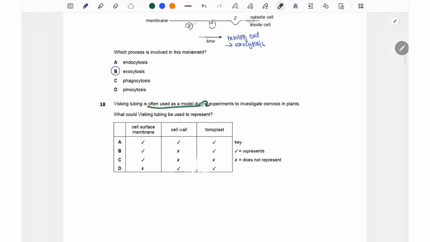Whisking tubing is often used as a model during experiments to investigate osmosis in plants. What could whisking tubing be used to represent? Remember, whisking tubing or dialysis tubing could be used in experiments to represent a partially permeable membrane. This could be the cell surface membrane or the tonoplast, because the tonoplast is also a membrane, around the vacuole. So it's tonoplast or cell surface membrane, but not cell wall, because cell wall is fully permeable, so that's irrelevant. It's going to be B.